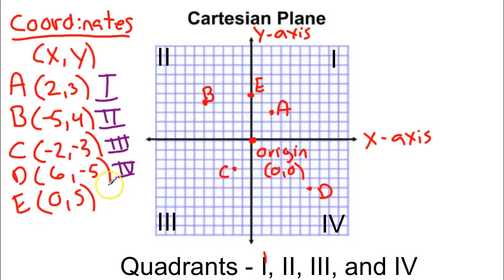Now what about point E? That one was right here. It looks like it's between the first and the second. If it's on the X or Y axis, we just say what axis it's on. So point E, that was on the Y axis. All right, so these are important vocabulary items and steps that we need to do when we start graphing. We're going to move on to the next part and put these ideas into action.